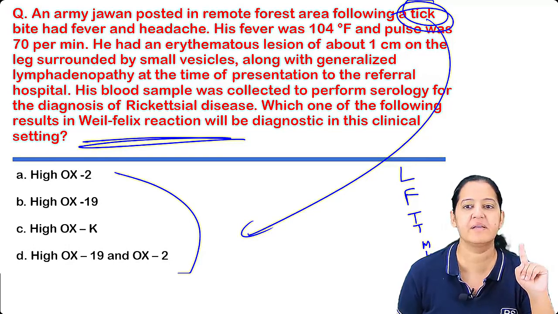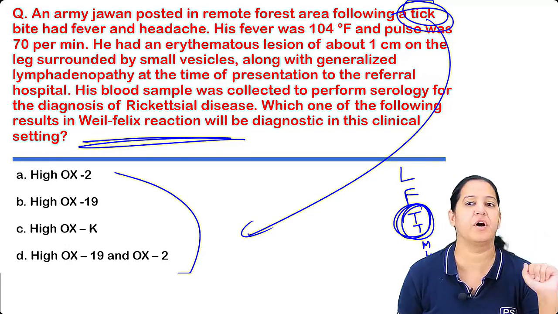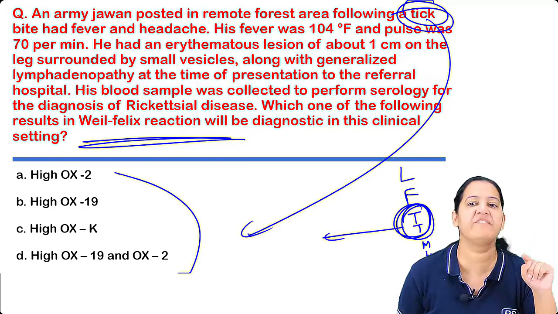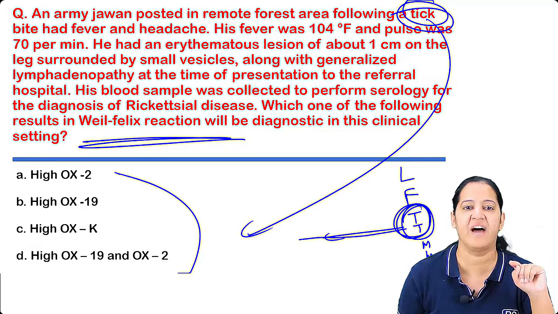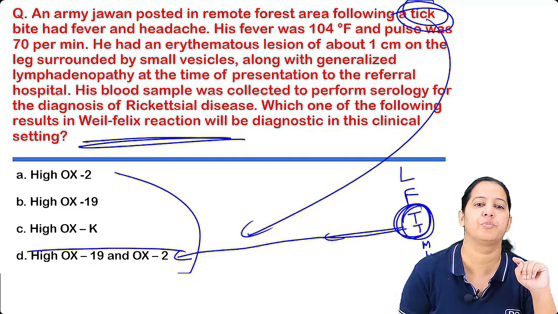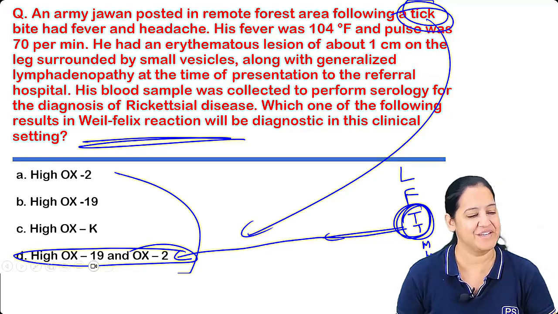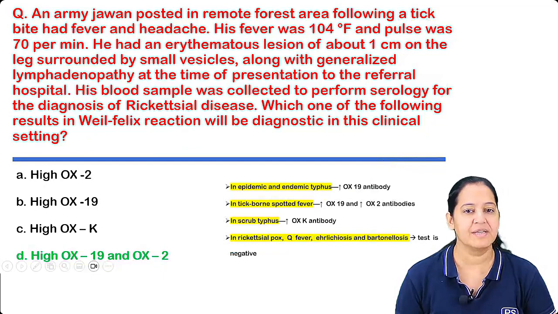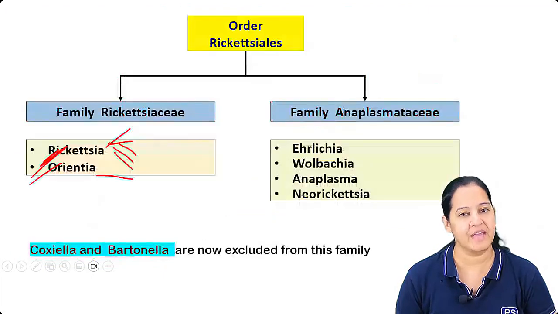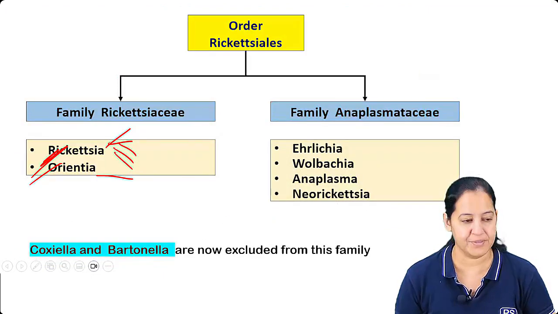This is the sequence now. So tick comes in 2. Which two? The third and the fourth. So what is the Weil-Felix of the third and the fourth? They want to ask that. So the Weil-Felix of the third and fourth is 19 and 2 both positive. So the correct answer is D. Yes, you all are right. This is the approach. You got it? Does anyone have any confusion? Can I proceed ahead, people?